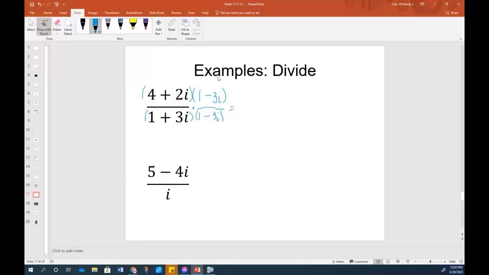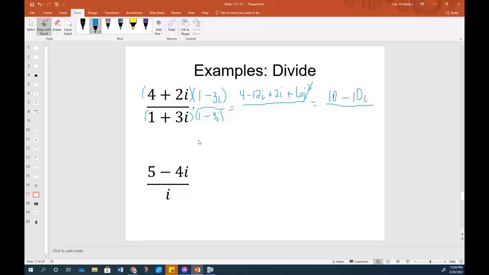Okay, so on the top, using FOIL, first, outside, inside, last. Because I got that i squared, I'm going to line out i squared and change the sign. I am going to go back and do this to the bottom, but I just want to keep our focus on the top right now. Let's go ahead and simplify this. So now 4 plus 6 is 10, and then negative 12i plus 2i would be minus 10i.